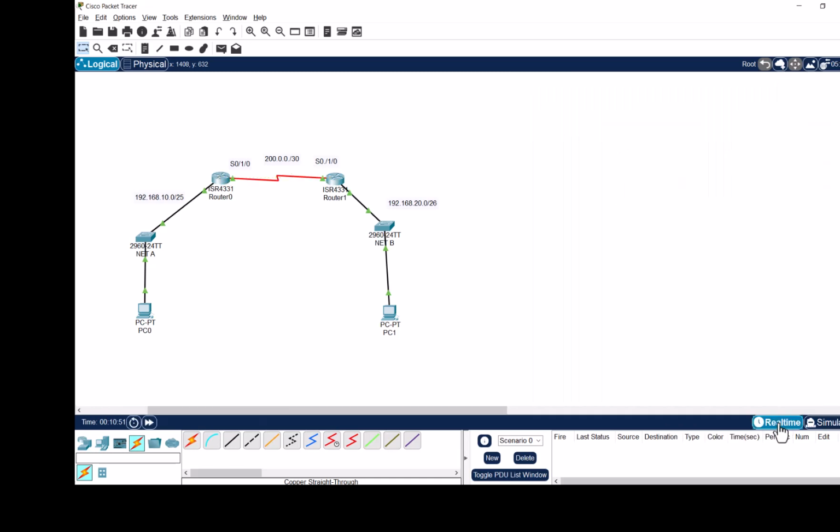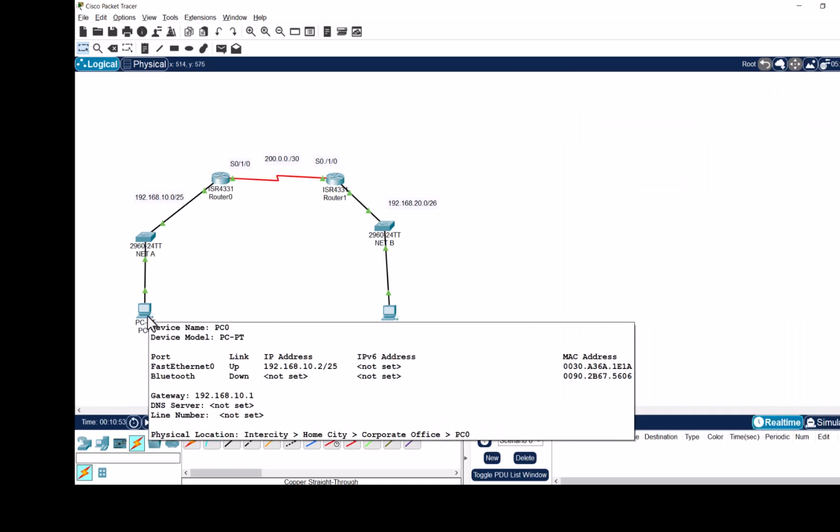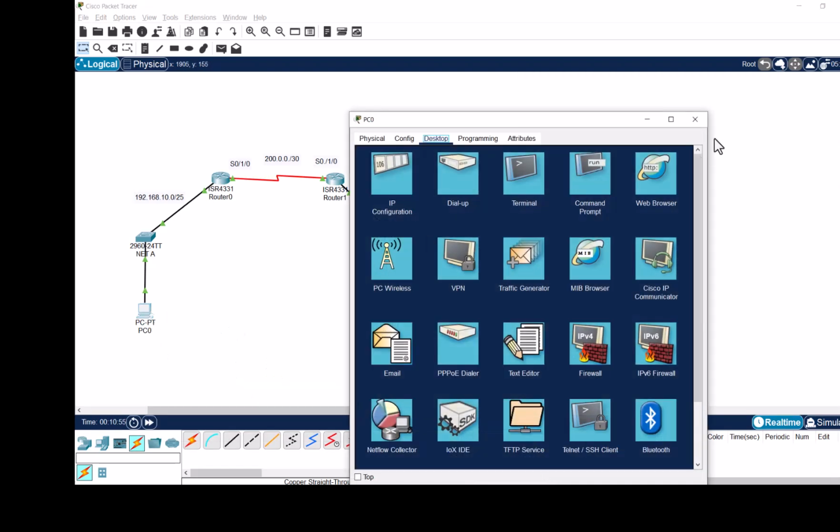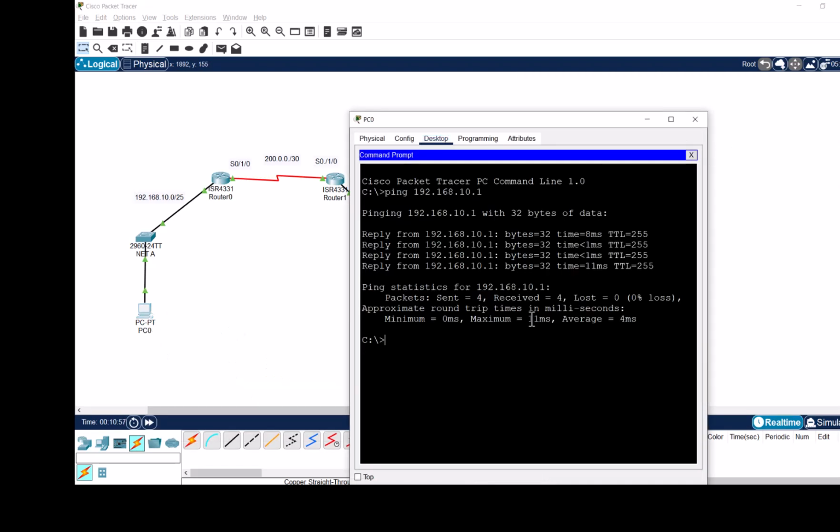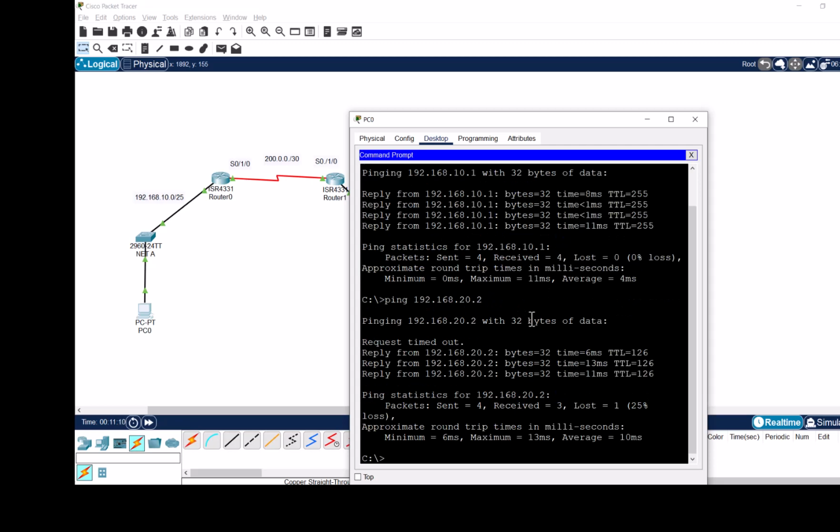So now I'll go to real time and try to ping. I will ping from this device. I'll ping the device on the other side. So let us just do 22. Let's do the ping now. If it pings, it means the dynamic routing protocol is working fine, and that's what you see.